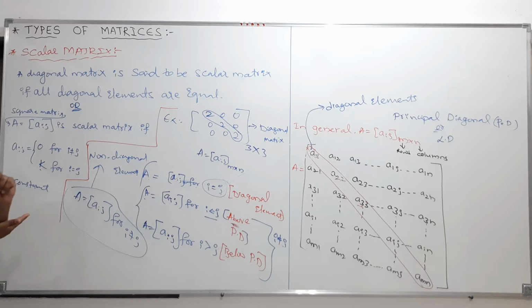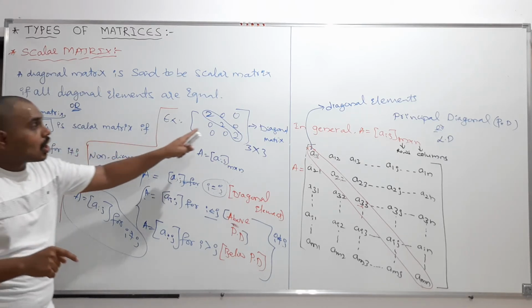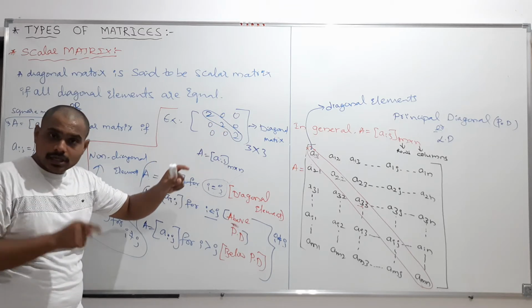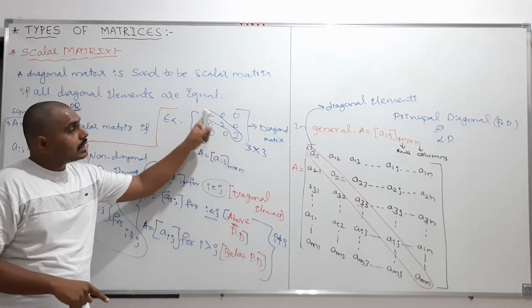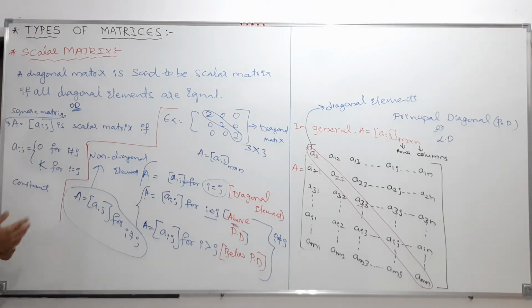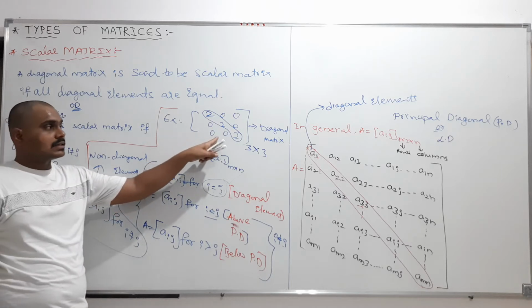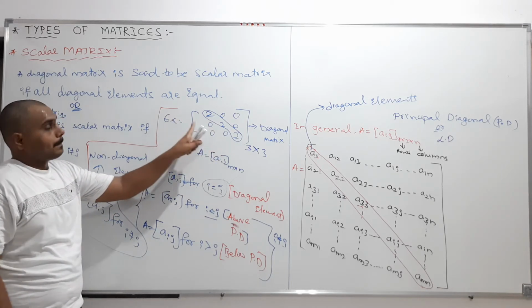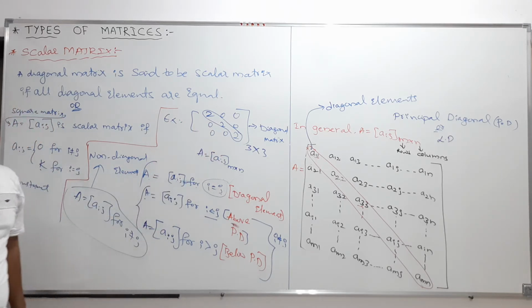Or else you can say it is a square matrix having non-diagonal elements 0 and diagonal elements equal, then such a matrix we can call the scalar matrix. These are all the definitions. And example, my dear students, this is the example for the scalar matrix. Clear?